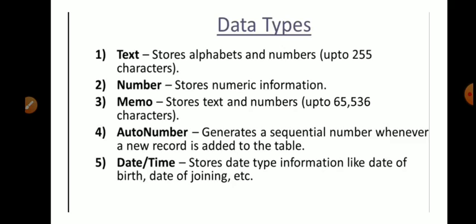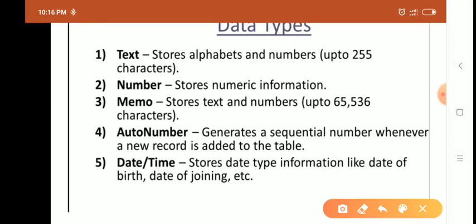The third data type is memo. In this, again we can store text and numbers, but the limit of text and numbers is extended up to 65,536 characters. Among text and memo, which one is better for us? Yes, memo, because in this we get a better limit for text and numbers.